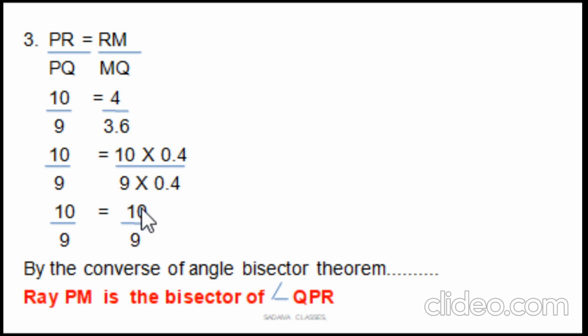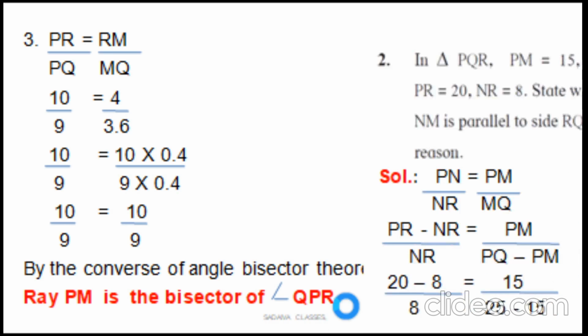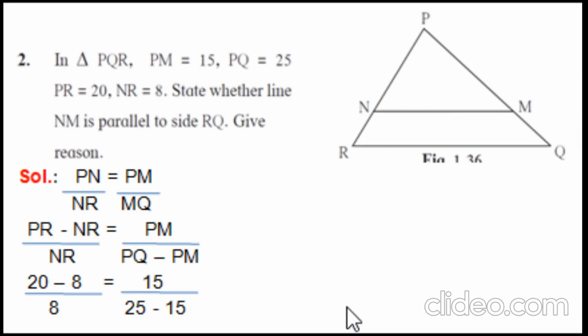10 upon 9 is equal to 10 upon 9. So the left hand side is equal to the right hand side. Therefore, this ratio is equal: PR upon PQ is equal to RM upon MQ. Therefore, by the converse of angle bisector theorem, ray PM is the bisector of angle QPR. We have already covered the basic proportionality theorem, its converse, the angle bisector theorem, its converse, and the property of three parallel lines. You can watch those videos.